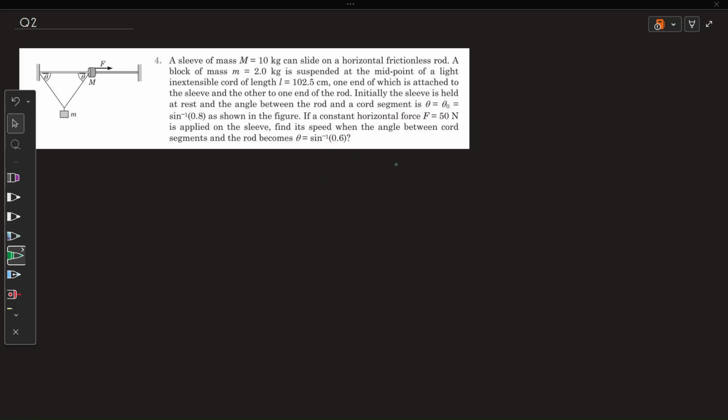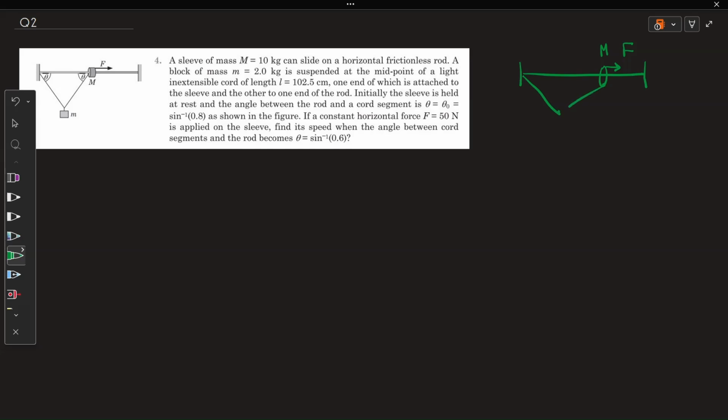Let's go to question number 2. What this question tells us, you just pause this video and read this question. Now, what this question actually tells us, let's consider the case. You have this particular rod in which a sleeve of mass capital M is given a horizontal force of F.